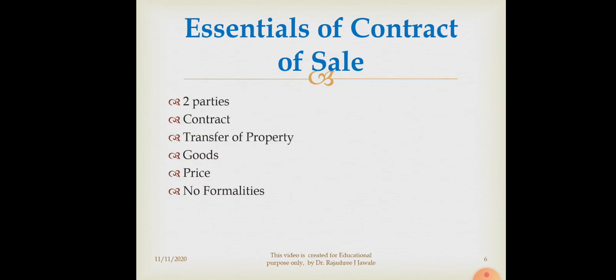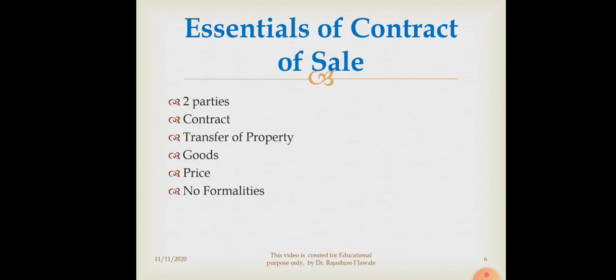If we are talking about the essentials of a contract of sale, we need to understand these elements. There should be two parties. To constitute a contract of sale, there must be two parties, the seller and the buyer. They must be different persons, since a man cannot purchase his own goods. They must be competent to contract. Competence means the capacity to enter into a contract, which should be there.